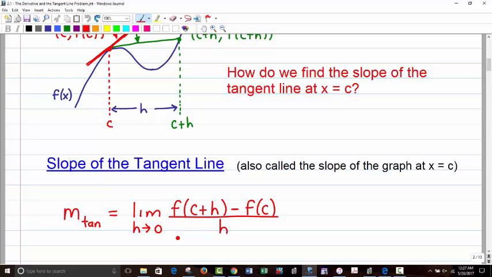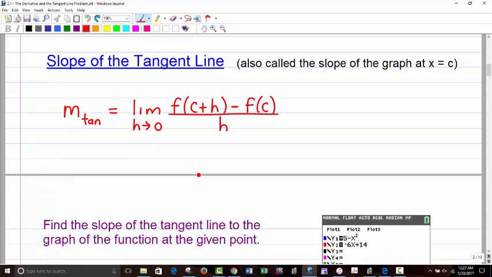Doesn't mean it equals 0, approaches 0. So you're assuming that they're getting so infinitely close that they might as well be the same thing. So that's the difference here. The secant line slope is this formula but without the limit in front of it. But the tangent line slope is the limit equation.